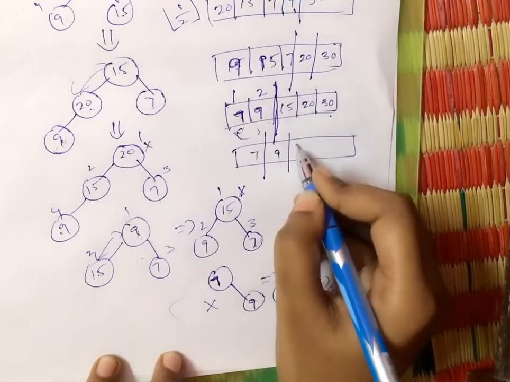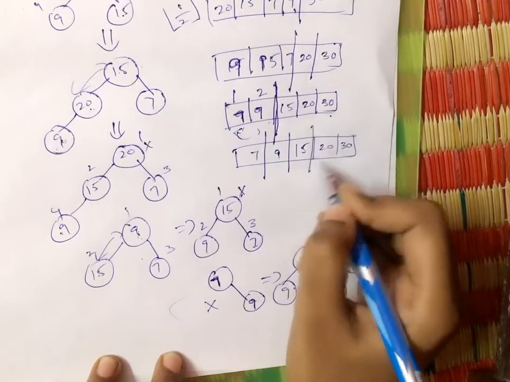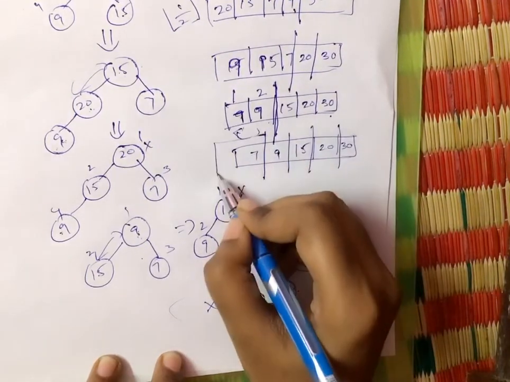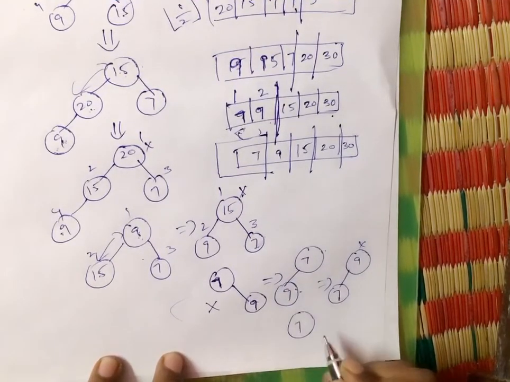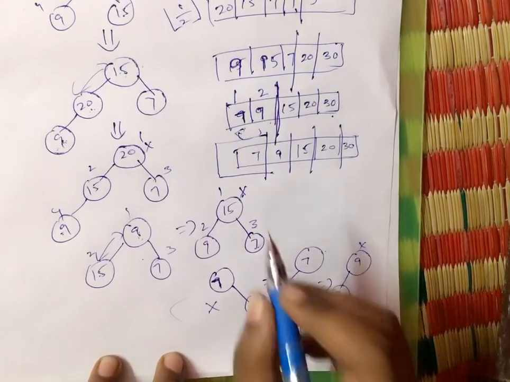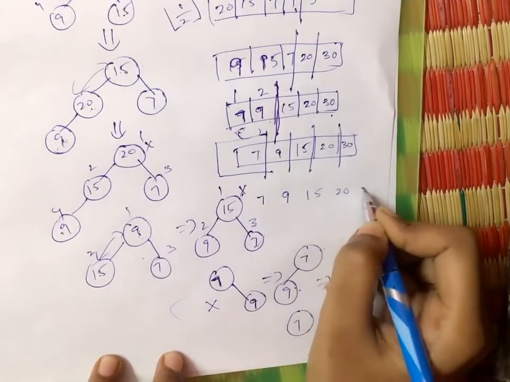7, 9, 15, 20 and 30. Only this part is left. Again I will delete, there is only one node here. After deleting this node, this will be the array: 7, 9, 15, 20 and 30.